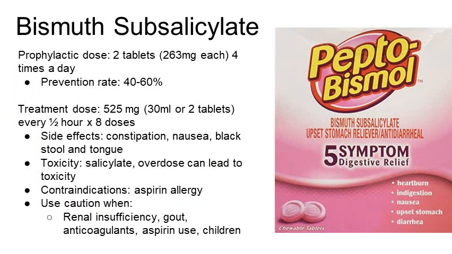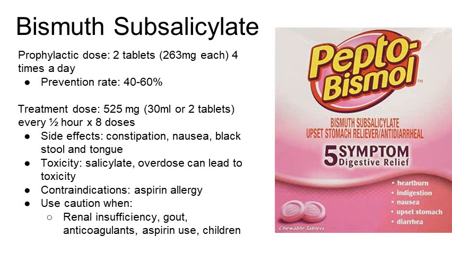So let's talk a minute about Pepto-Bismol. Most of you are probably familiar with this, but it can actually be used in 2 different ways with traveler's diarrhea. As I mentioned, you can take this as a prophylactic medication. The dose for that would be 2 tablets, which is 263 milligrams per tablet, taken 4 times a day. It actually has great evidence that it does prevent traveler's diarrhea, and they note the rate to be 40 to 60% prevention if you're taking prophylactic Pepto-Bismol.